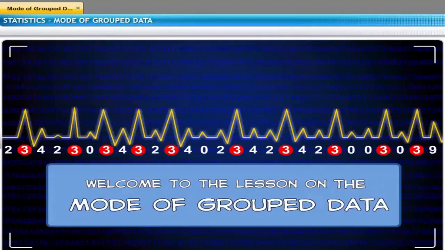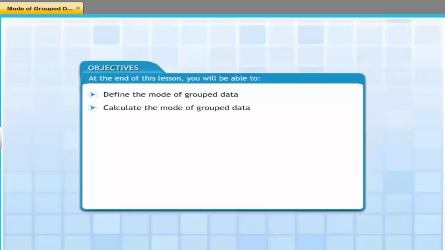Welcome to the lesson on the mode of grouped data. At the end of this lesson, you will be able to define the mode of grouped data. You will also be able to calculate the mode of grouped data.